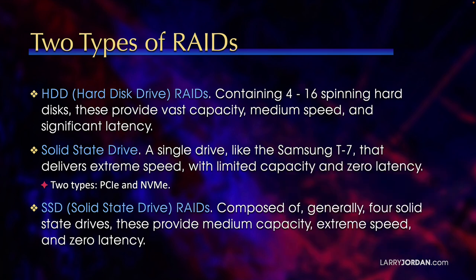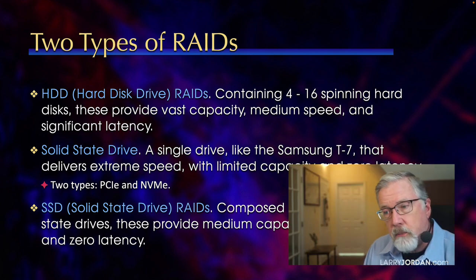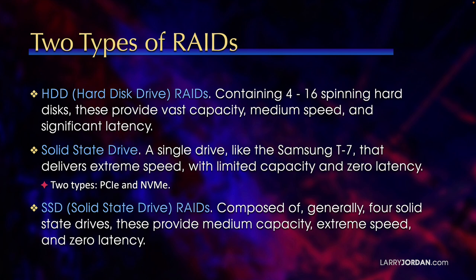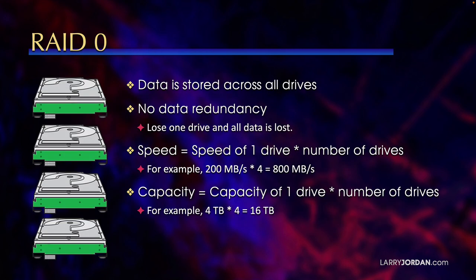A solid-state drive is a single drive like the Samsung T7 that delivers extreme speed with limited storage capacity and zero latency. There's no delay getting media from a solid-state drive, and there's two types, PCIe and NVMe. PCIe is medium fast, and NVMe is extremely fast. An SSD, solid-state drive RAID, is composed of, generally, 4 solid-state drives, which provide medium capacity, extreme speed, and zero latency. For instance, there are 6 RAID types, RAID 0, 1, 4, 5, 6, and 10.